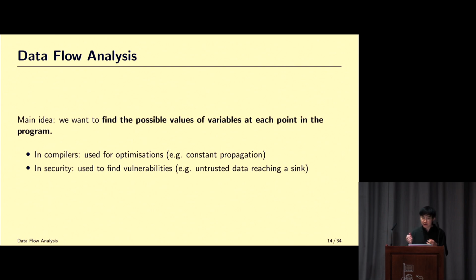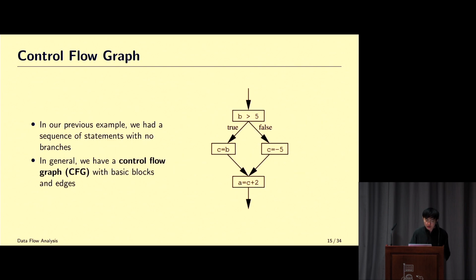And so if we can talk about what the possible values at each point in the program are, we can talk about whether or not untrusted data will ever reach this point in the program. So in general, we had a very simple, nice example earlier with no control flow, no branching, but in general, programs do have control flow. So you have this thing called a control flow graph, and basically the basic blocks are just points in the program, and the edges represent the branching behavior.